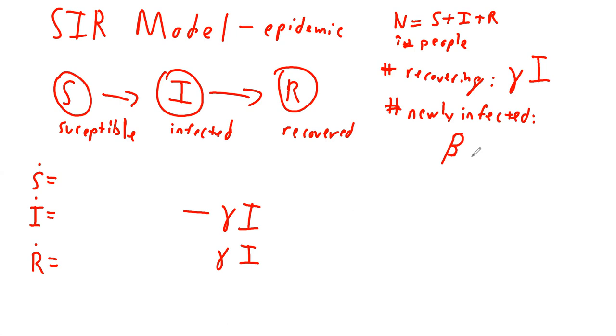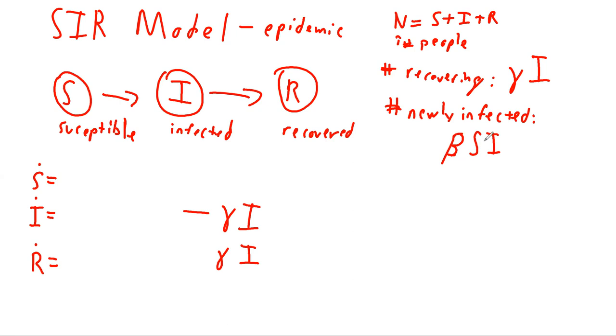And then we're going to recognize that this is a function of the population of susceptible people and infected people. The more susceptible people or the more infected people there are, the higher the number of new infections that will occur. So this is just a second order interaction term, right? Where you multiply these two states together. And this represents that interaction.